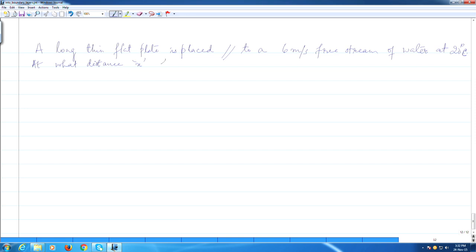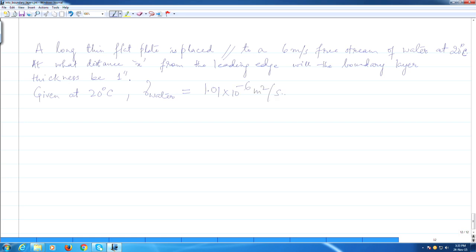x from the leading edge will the boundary layer thickness be 1 inch? Leading edge is basically the edge which meets the flow first. And given, at 20 degrees centigrade, the kinematic viscosity of water is 1.01 times 10 to the power minus 6 meter square per second. Okay. You get the problem.